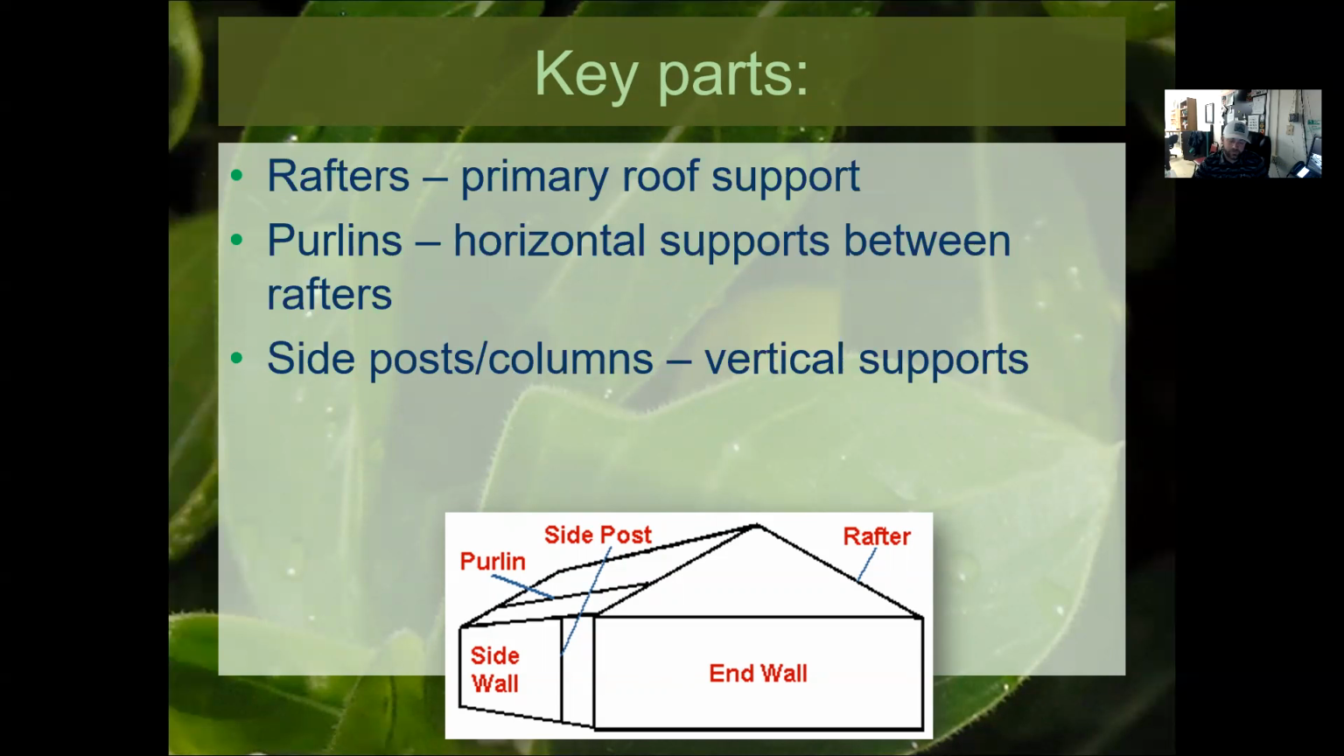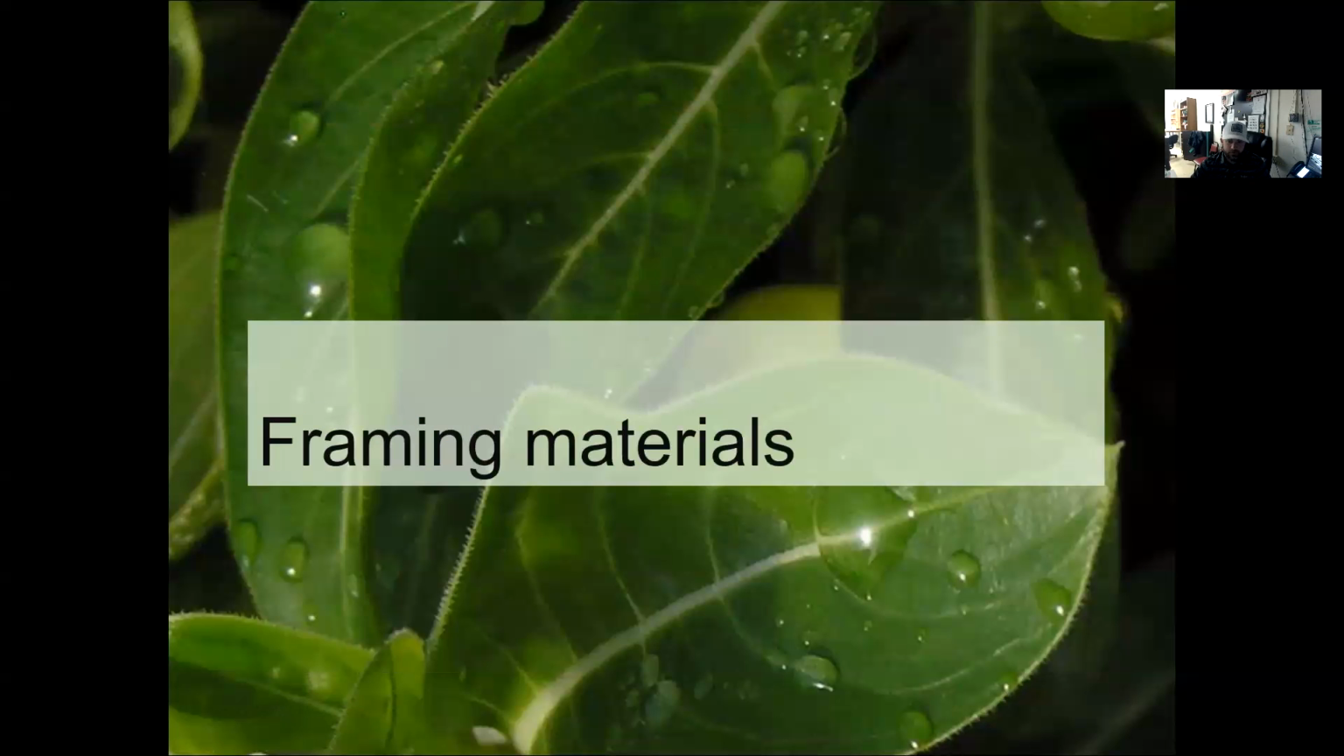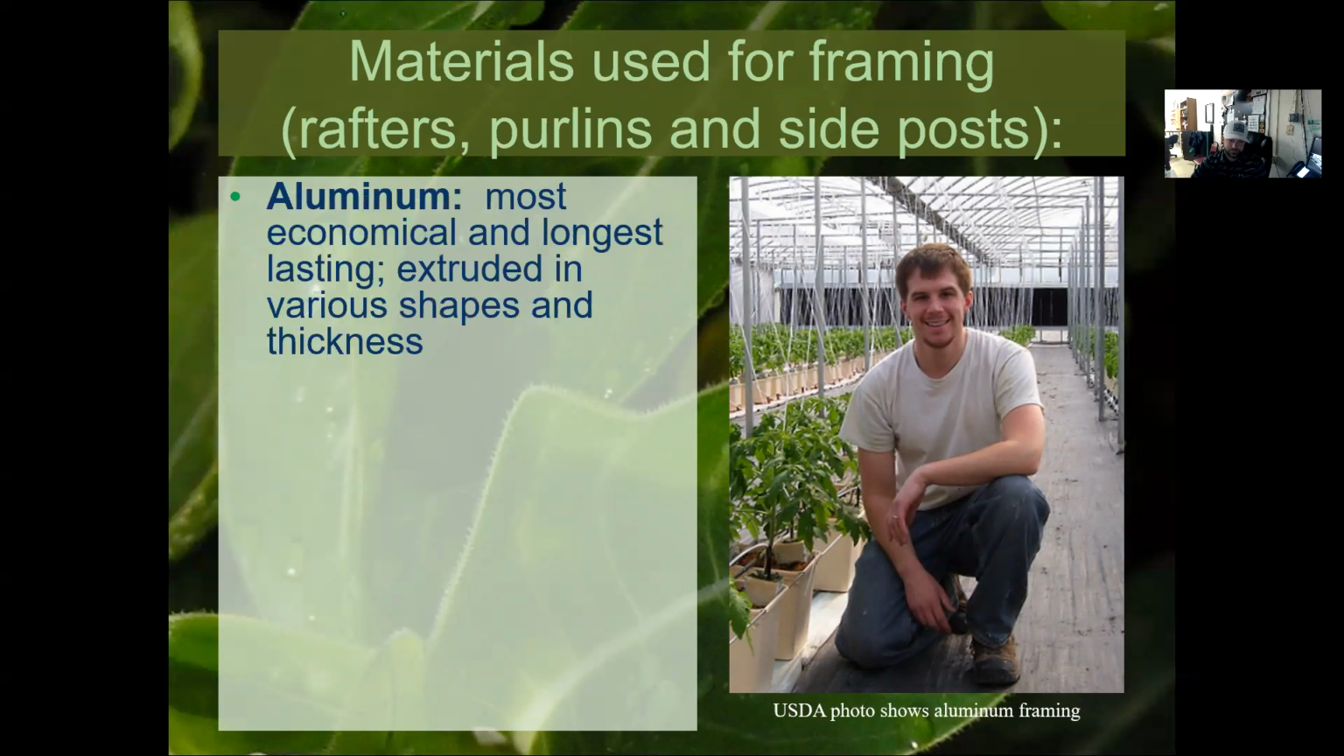Side posts and columns, that's your vertical supports. So all these side posts. And then end walls and side walls enclose the structure, and they may be vented. So framing materials. These are materials used for framing: rafters, purlin, and side posts.